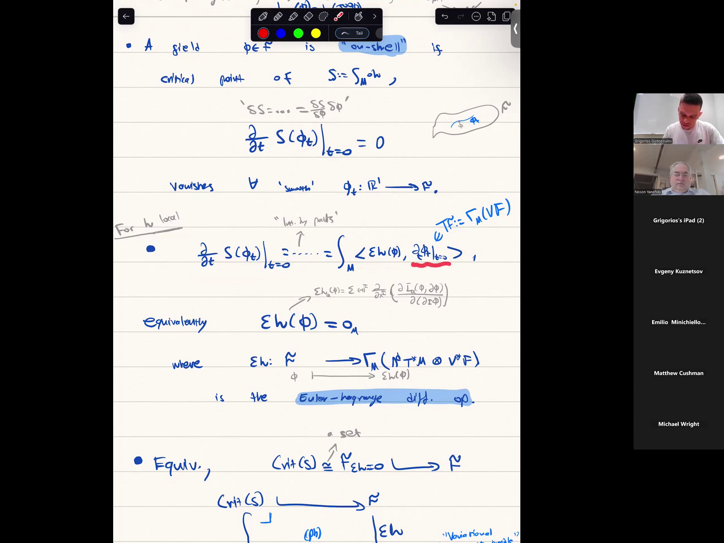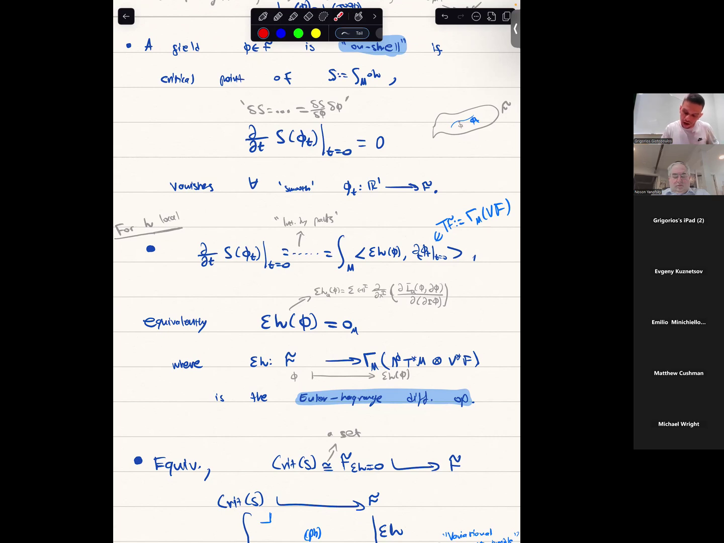And on this side, you just have the derivative at t equals 0 of this smooth family of fields, which motivates the definition, if you want, from this point of view, that this would be a tangent vector, right, at the origin of this curve. And if you look at the maths, this is an element in this pairing. This is an element of what?